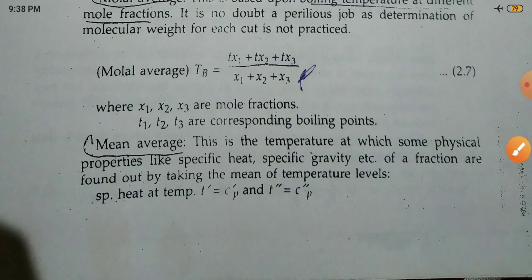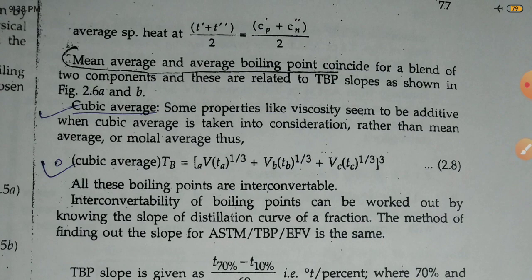Now next we will see the mean average equations. This is the average specific heat for boiling point of crude. Okay, the specific heat average is (T'' + T') divided by 2, and the specific heat is (C'P + C''P) divided by 2. This is the second part of the mean average equations.